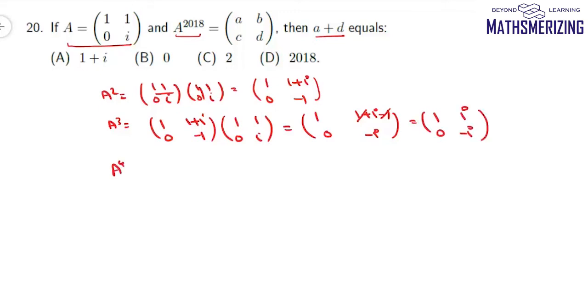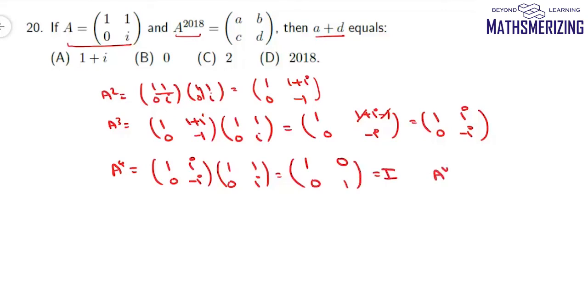Now I'll find A to the power 4. So A to the power 4 will be [1, i; 0, minus i] times [1, 1; 0, i]. So we'll multiply it, we'll get this as 1. Here we'll get 1 plus i square, which is minus 1, so 0. Here will be 0, and then here will be 1. So it is an identity matrix. So that means A to the power 4 is simply equal to the identity matrix.